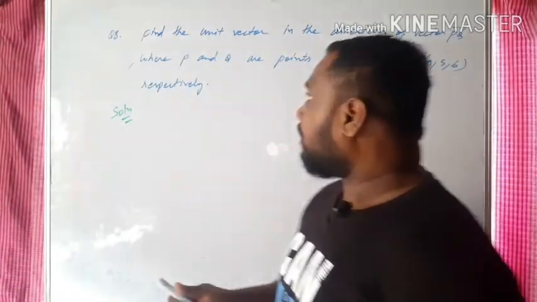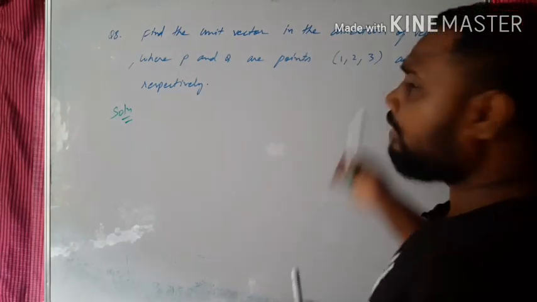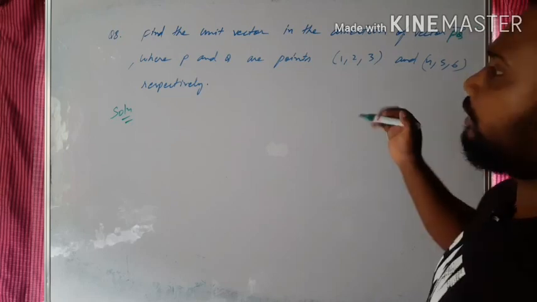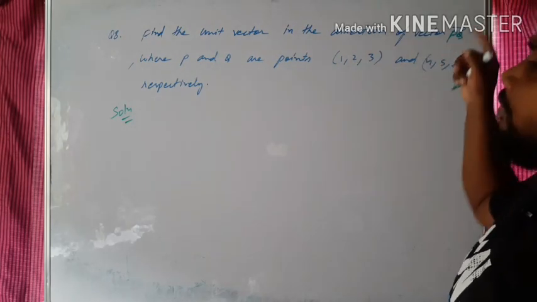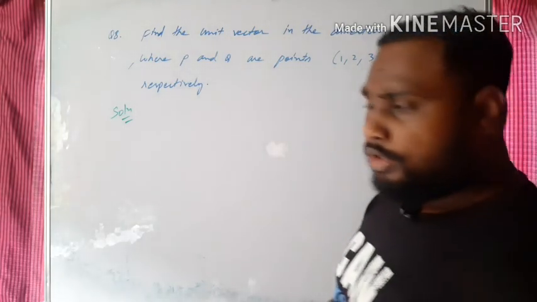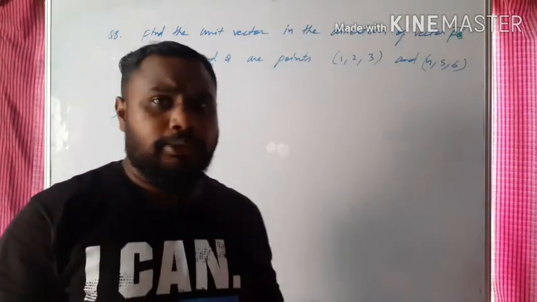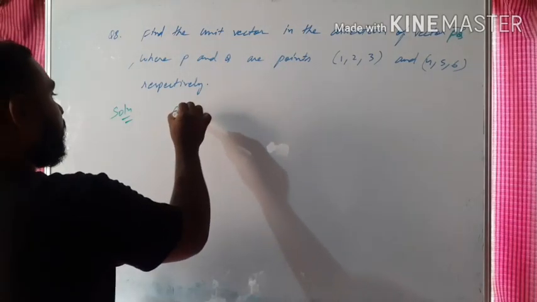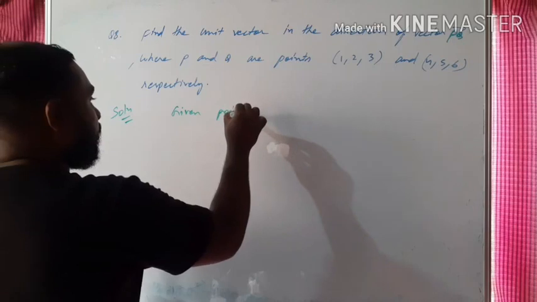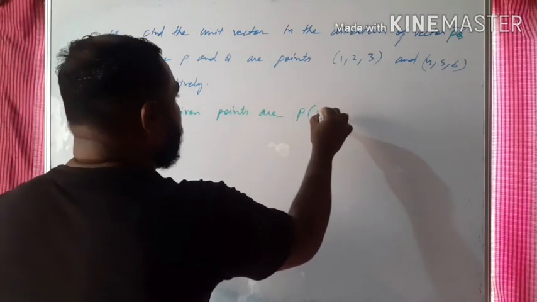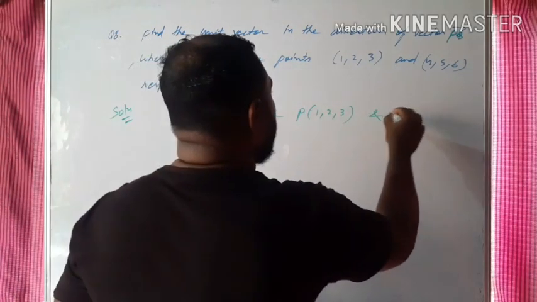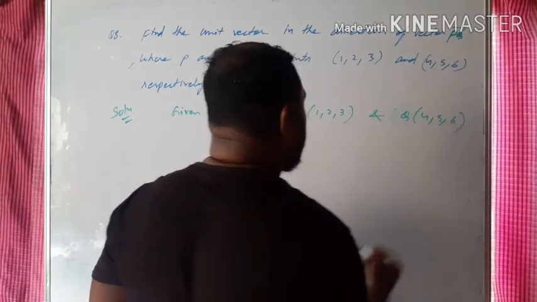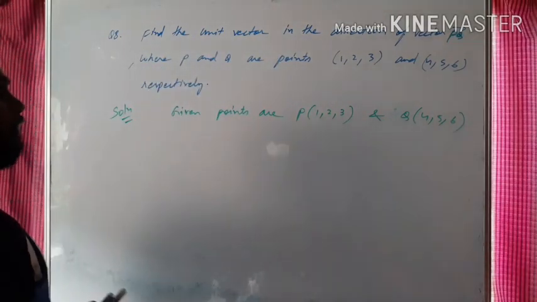So the next question is: find the unit vector in the direction of the PQ vector, where P and Q are given. Okay, so by using the points P and Q, we will find the PQ vector. First of all, let me write the given points. The given points are P(1, 2, 3) and Q(4, 5, 6). So these points are given and we have to find the PQ vector.